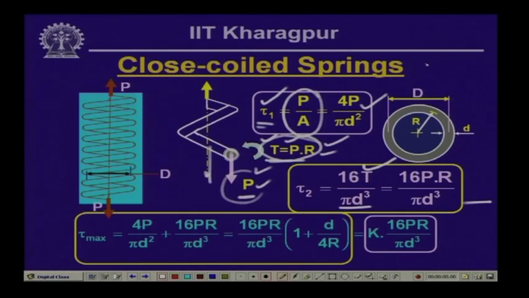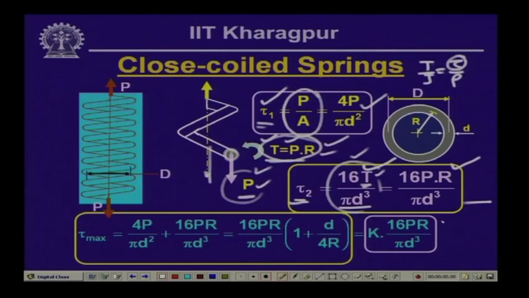Now, as you know, T by J is equal to tau by rho, and tau is therefore T rho by J, and rho is d by 2 and J is pi d^4 by 32. So, if we substitute the value of rho and J, we get this as 16 T by pi d cube, and T being equal to P times R, the shearing stress tau T is equal to 16 P R by pi d cube.